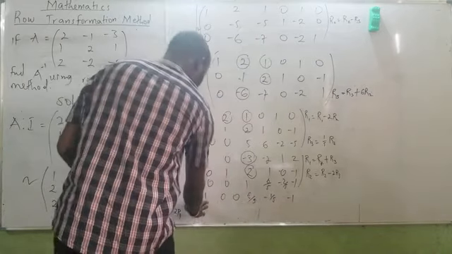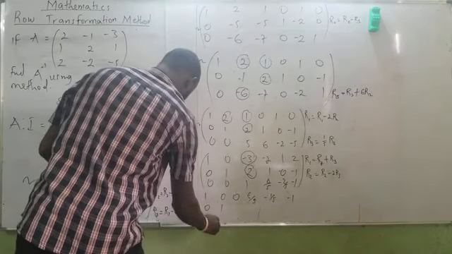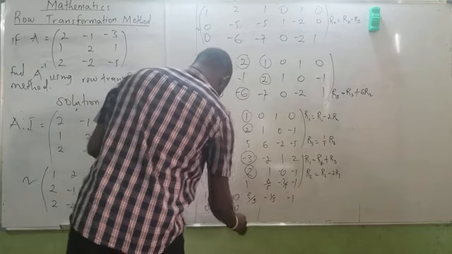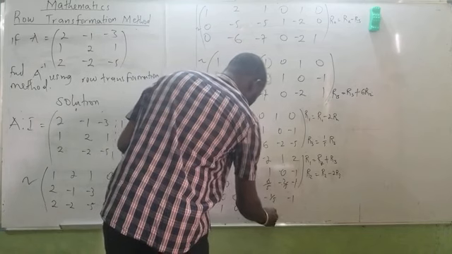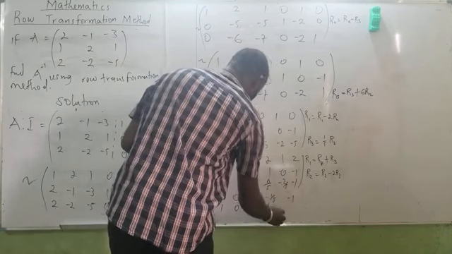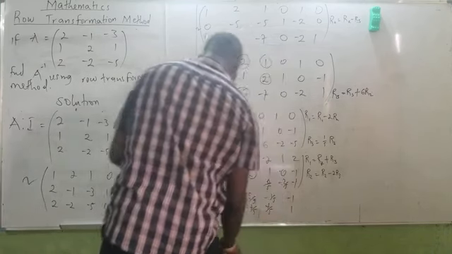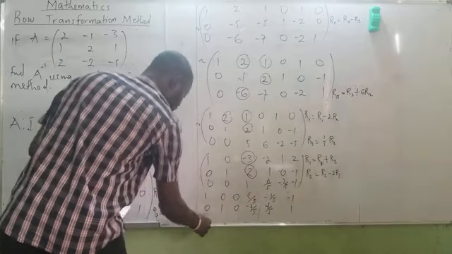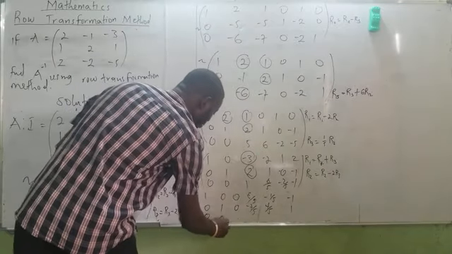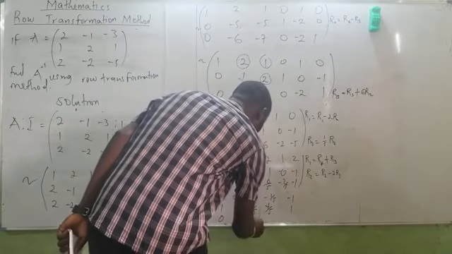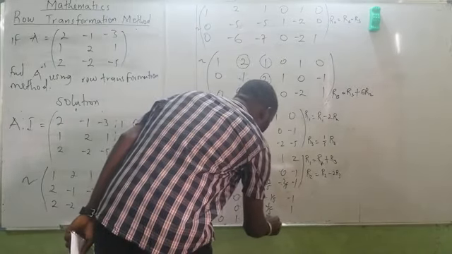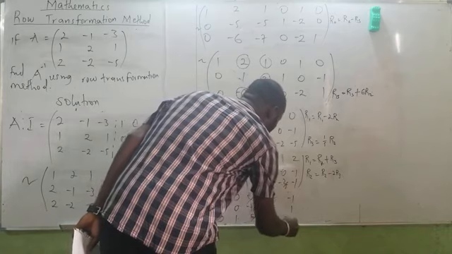And this also will be 0, 1, and 0. I will have minus 7/5, and 4/5, and 1. The last part of it, it will just repeat what I'm having, 0, 1, 6/5, minus 2/5, and minus 1.